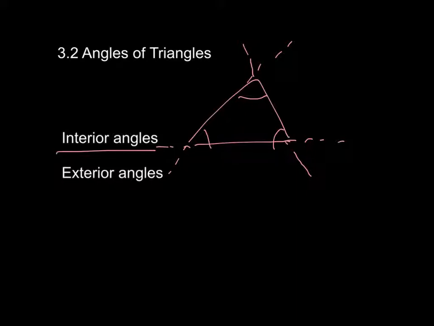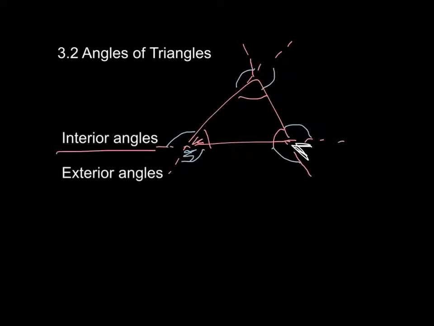So, exterior angles would be these. It's adjacent, right? This angle is adjacent to this angle. And this is another exterior angle. And this one, and this one, and this one, and this one. These are not, right? Those are not adjacent to the interior angles. Those are vertical to the interior angles. So just the blue ones here are exterior angles.